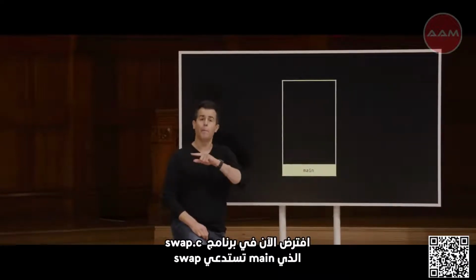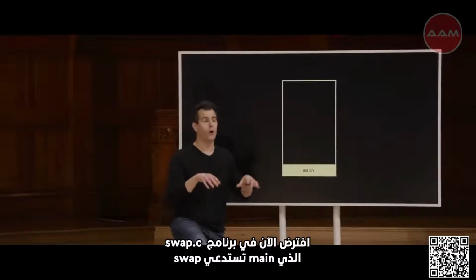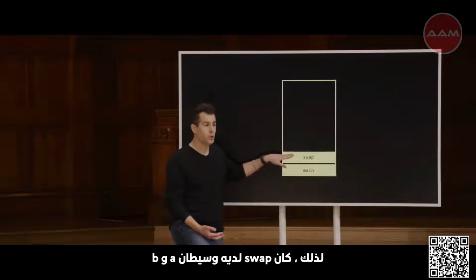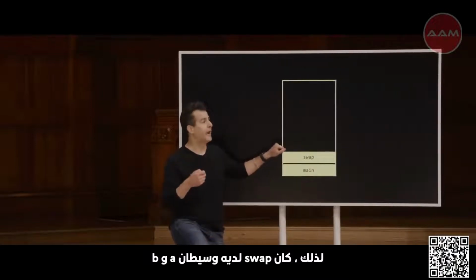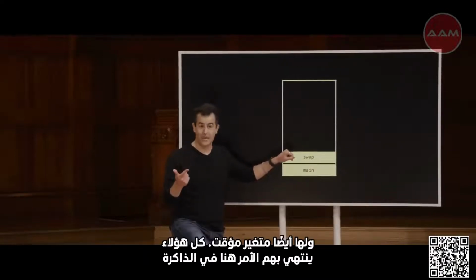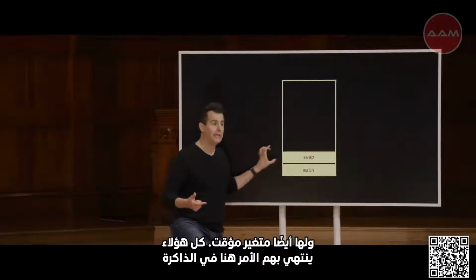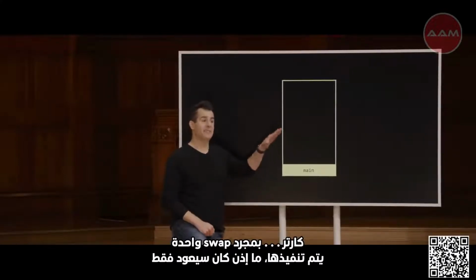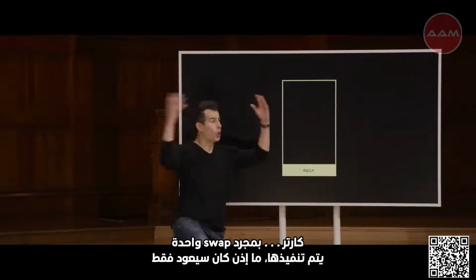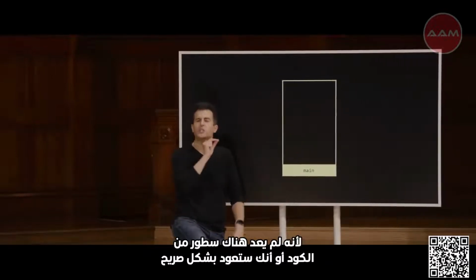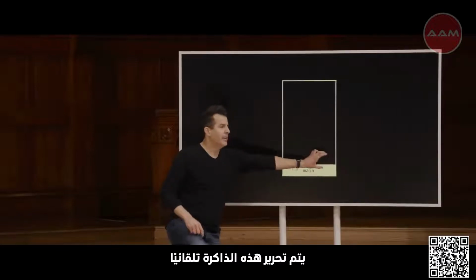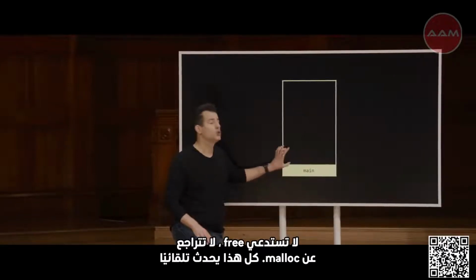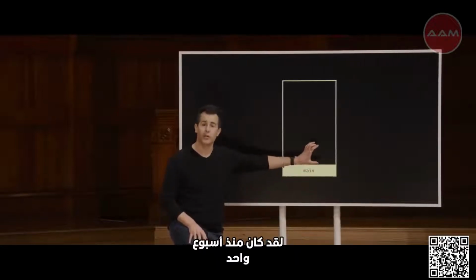Suppose now, per our swap.c program, that main calls swap. Well, where does the memory for swap end up? Right up here. So swap had two arguments, a and b, and it also had a temporary variable. So all of those end up in here in memory. And if you want to go ahead and advance again, Carter, once swap is done executing, whether it just returns because there's no more lines of code, or you explicitly return, this memory is just freed up automatically. You don't call free, you don't undo malloc. This just all happens automatically. It has been since week 1.